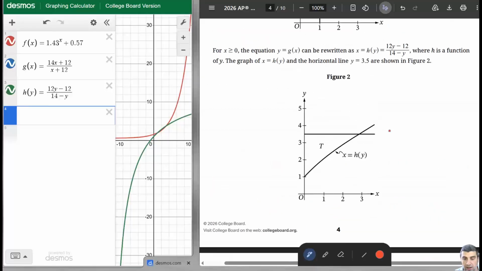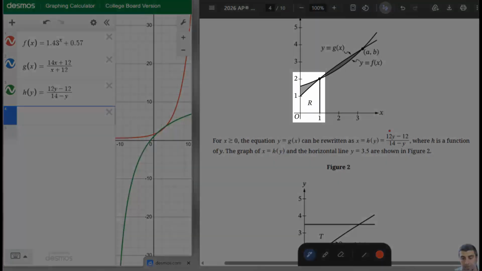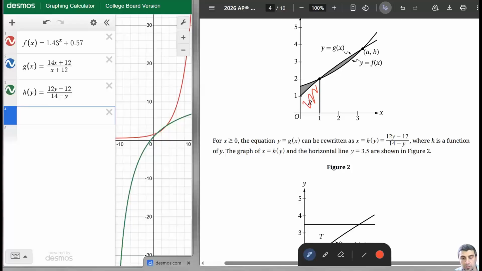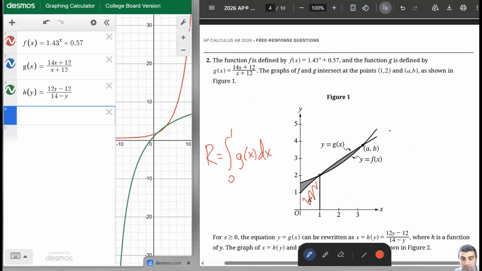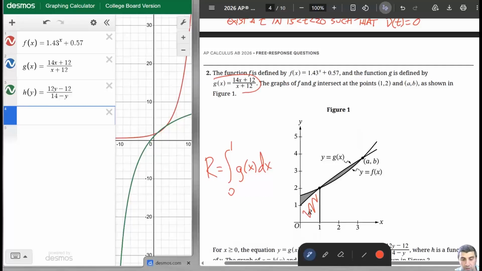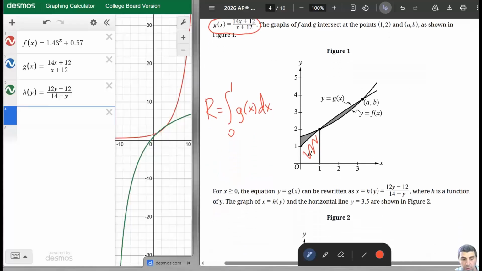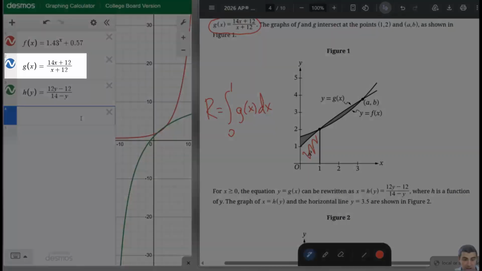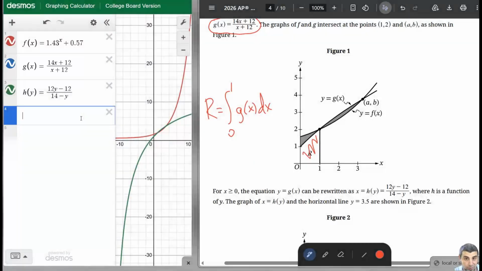So if we're looking at region R right here, it's going to be this region. So R is just equal to the integral from 0 to 1 of the function that bounds it above, which is g of x. Now, this is sufficient for showing your work because g is already defined in the problem right here. So you can use function notation, no problem.